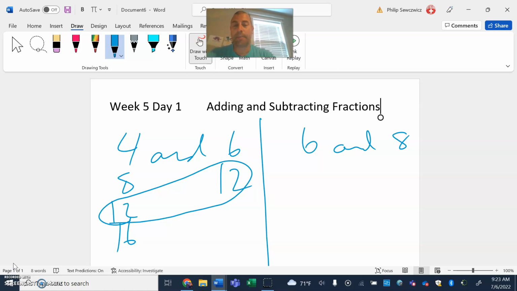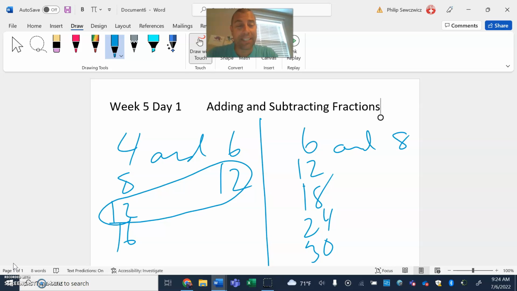Let's look at another one. Let's look at 6 and 8. Again, list out your multiplication facts. 6 times 1, 6. 6 times 2, 12. 6 times 3, 18. 6 times 4, 24. Let's just put down one more. 6 times 5, 30. Again, you're just listing them out. You could list out 2 of them, you could list out 3 of them, and then you would just keep the list going.